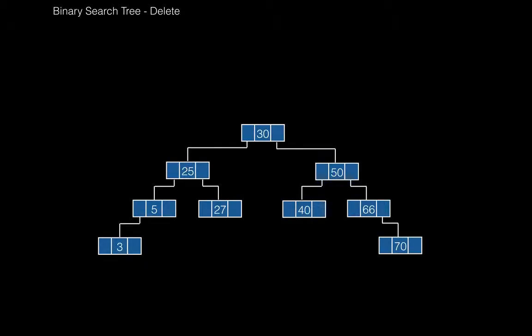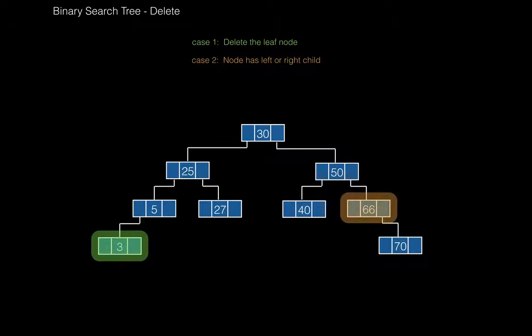Today we are going to discuss binary search tree delete. There are three cases to understand to delete a node from a binary search tree. Case one is deleting a node which is a leaf node. The second case is deleting a node which has a left or right child. The third case is deleting a node which has two children.